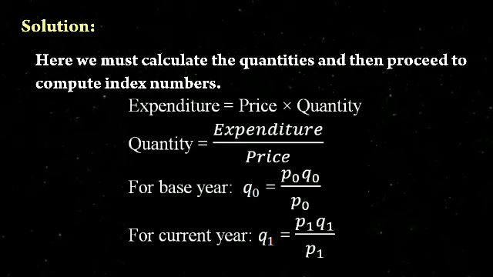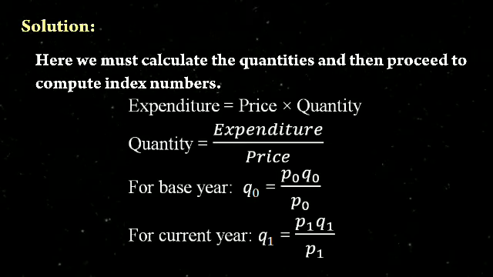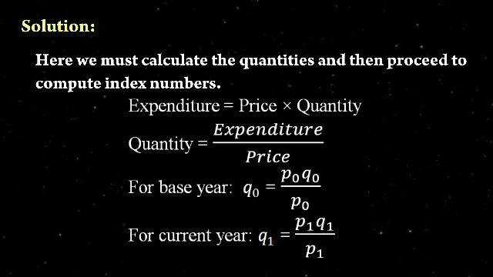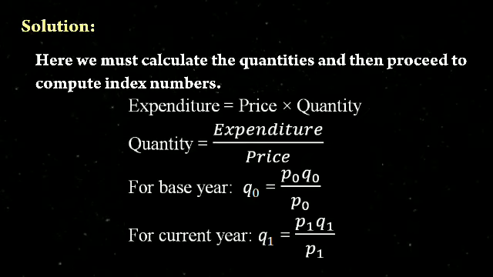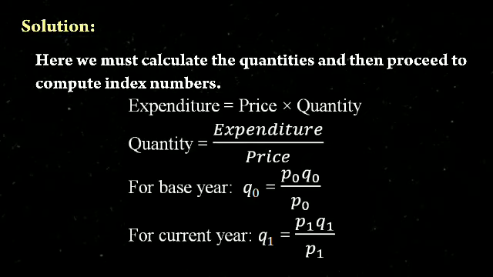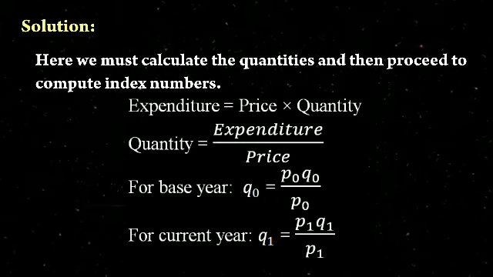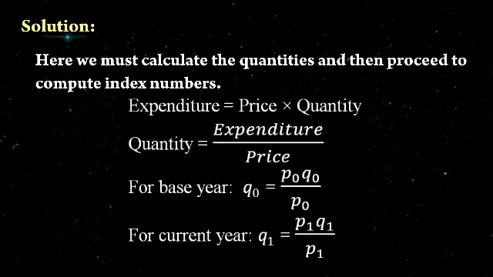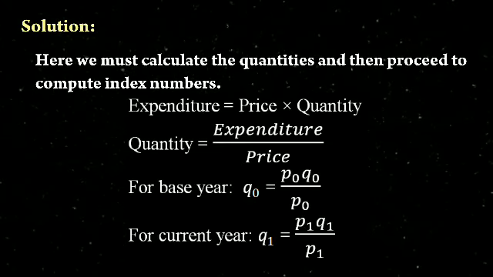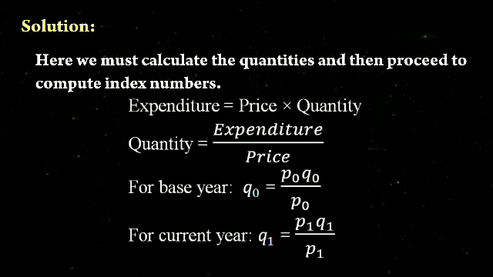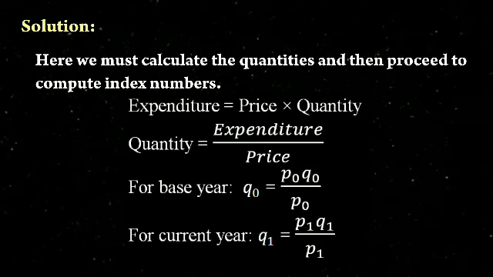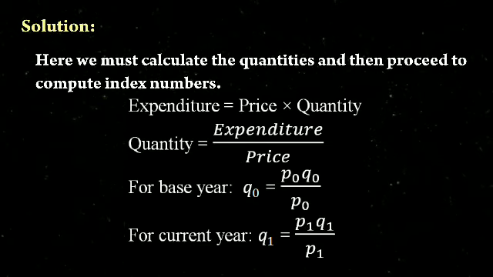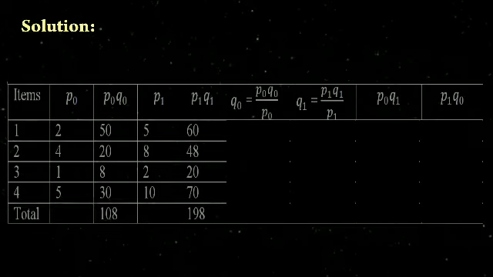So expenditure equals price into quantity, which is already known, right? Now your task is to find the quantity values. So here rearrange the formula in order to find quantity. Quantity equals expenditure divided by price. So from the given formula, expenditure equals price into quantity, so in order to find quantity, divide expenditure by price and you will get the quantity values. You should find the quantity values for the base year as well as for the current year. So draw one more table in the solution part.